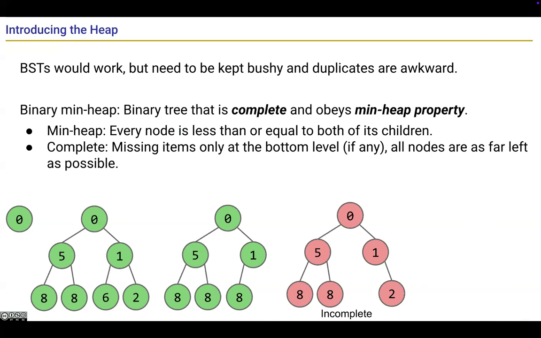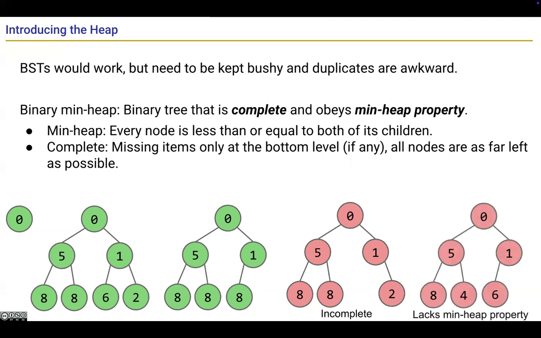Okay, so we know the first property: 0 is less than 5 and 1. 1 is less than 2. 8 is greater than 5. What's the problem? 2 is on the right child, it's not the left child. Okay, and you'll see why this is important, hopefully soon.